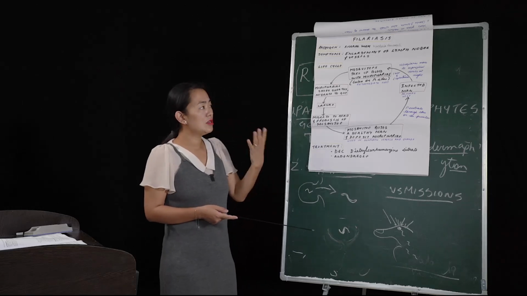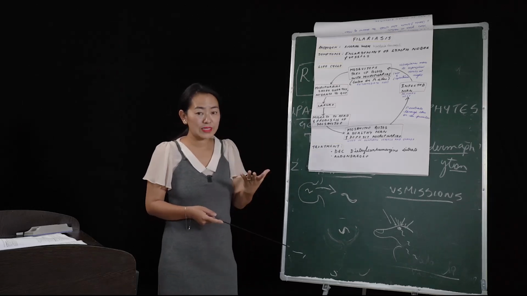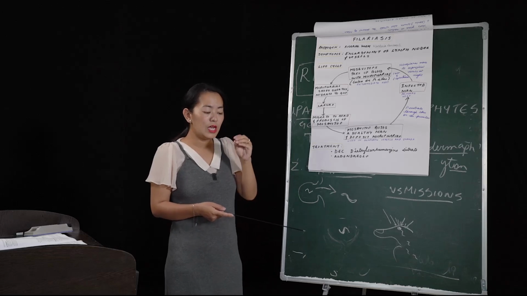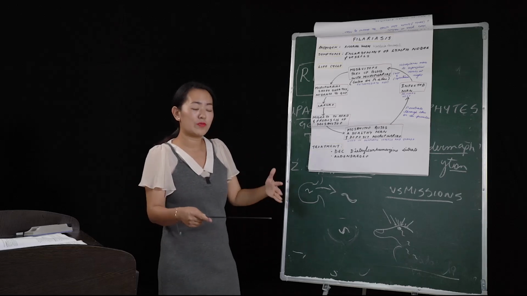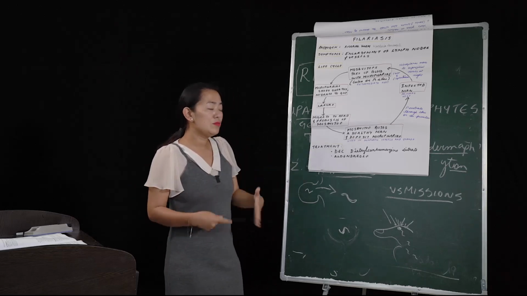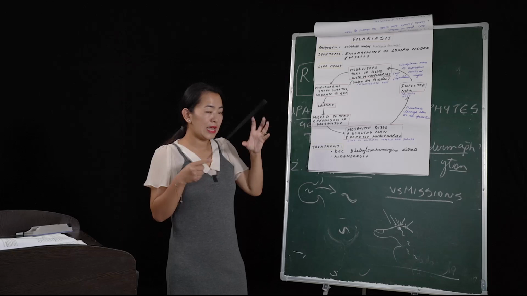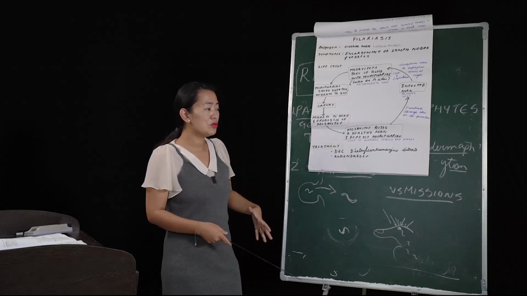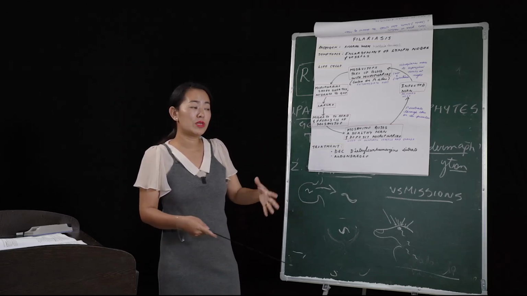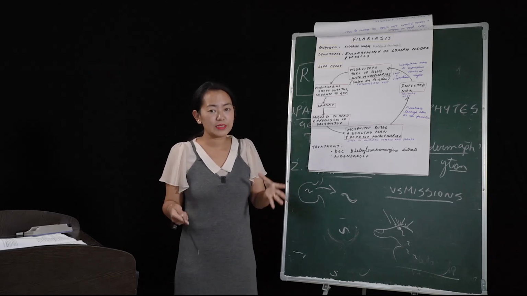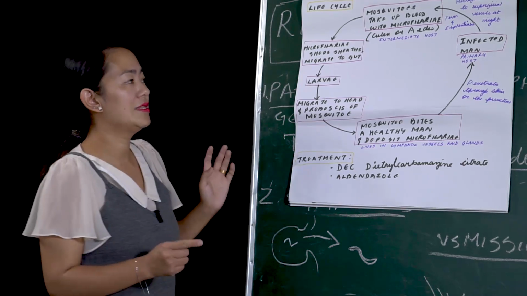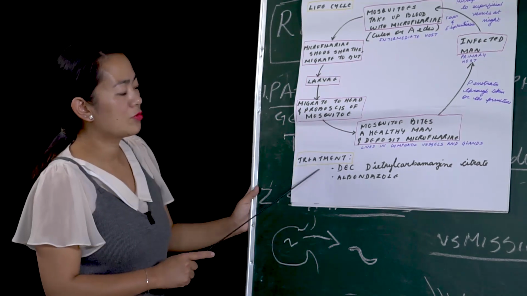When the lymphatic nodes and the lymphatic vessels are blocked, the lymph node starts becoming bigger and bigger, especially on the lower part of the body. When the lymph nodes and the lymphatic vessels start getting enlarged, the lower part becomes so big that it looks like an elephant's feet. That's the reason why it is called elephantiasis. Remember that.